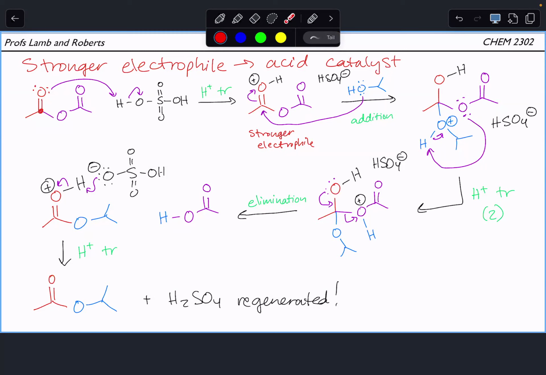Questions? I know that it's a lot of steps, but I promise you, it's not actually as bad as it seems, right? Addition, elimination, those are the 2 main steps. Everything else is proton transfers. Okay?